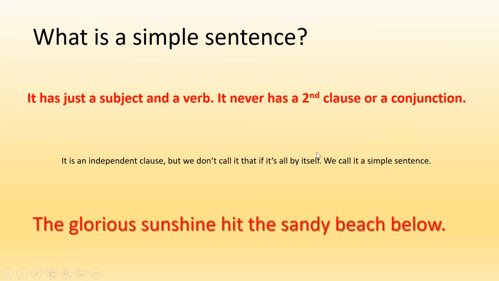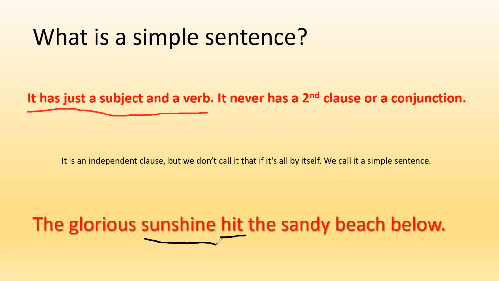So if we look at this sentence, it says, the glorious sunshine hit the sandy beach below. Now I need to ask myself, is that a simple sentence? And if it is, how do I know? Now, I know that a simple sentence has a subject and it has a verb. So does this sentence have a subject and does it have a verb? Well, let's find the verb. Here's the verb, hit. And what is the thing in the sentence that is doing the hitting? Well, it's the sunshine. So the sunshine is hitting the sandy beach below.